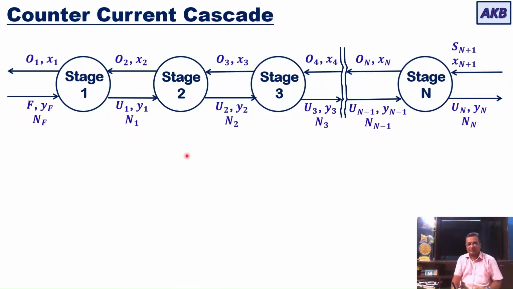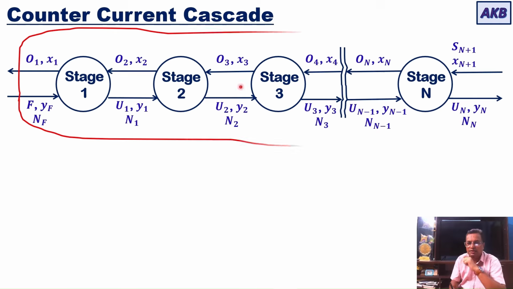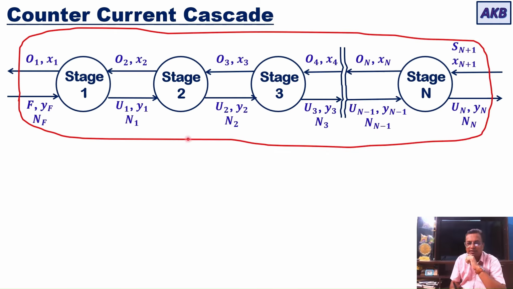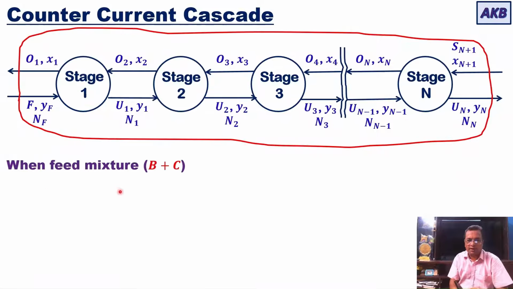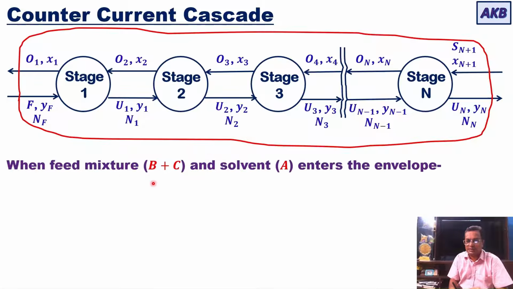Okay, now let us take the counter current cascade into our discussion, and I will draw an envelope that will cover the entire cascade. So you can see at this end, overflow from stage 1 is coming out of the envelope, whereas feed is entering into the envelope. And at this end, solvent is entering into the envelope, whereas underflow from N stage is getting out of the envelope.